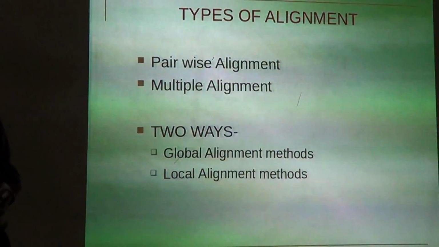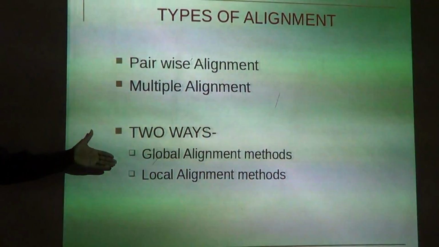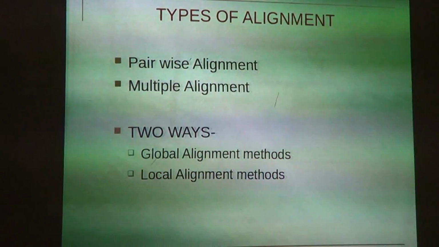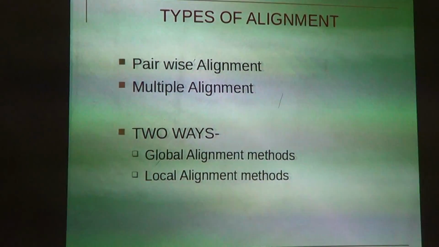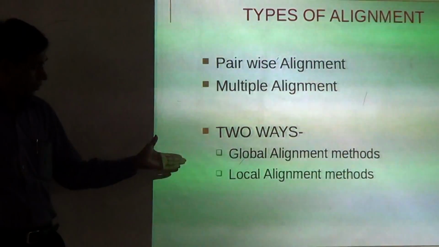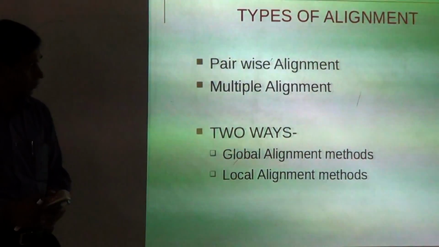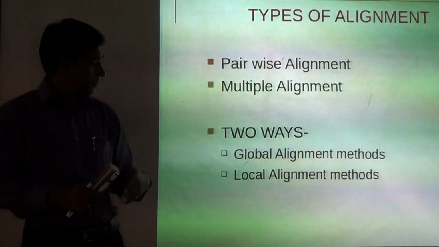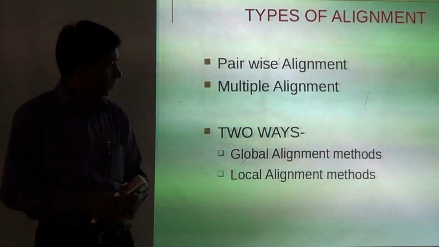In case of the alignments, we can also have 2 criteria. Either we can go for the global alignment methods, where our aim is to compare the entire sequences. The other one is the local alignment method, in which we take small fragments, subsequences, and compare those subsequences.